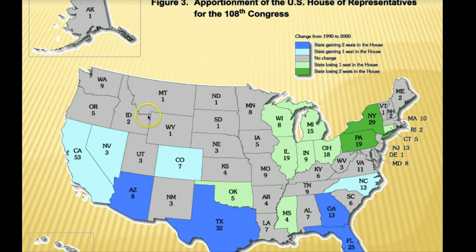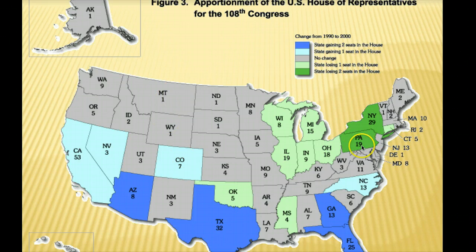And states out here that may look big geographically, there's not many people living there. So the number of representatives that they have is 1, because even though it's a large state in surface area, it's not very large in population size.